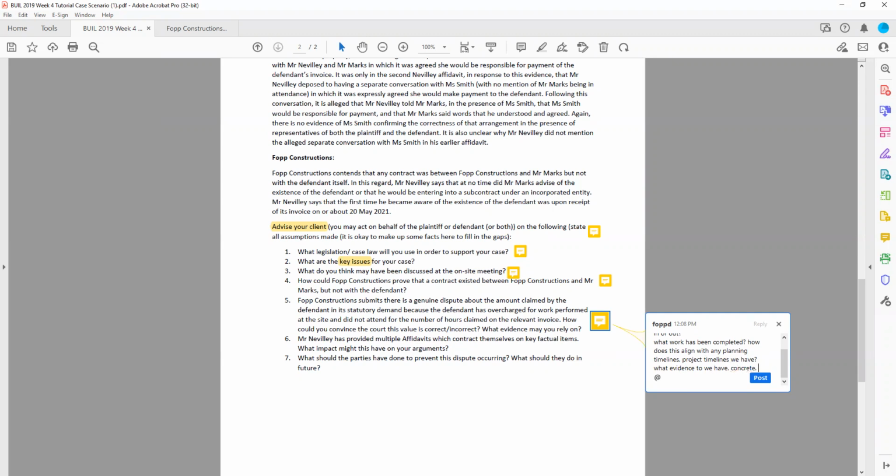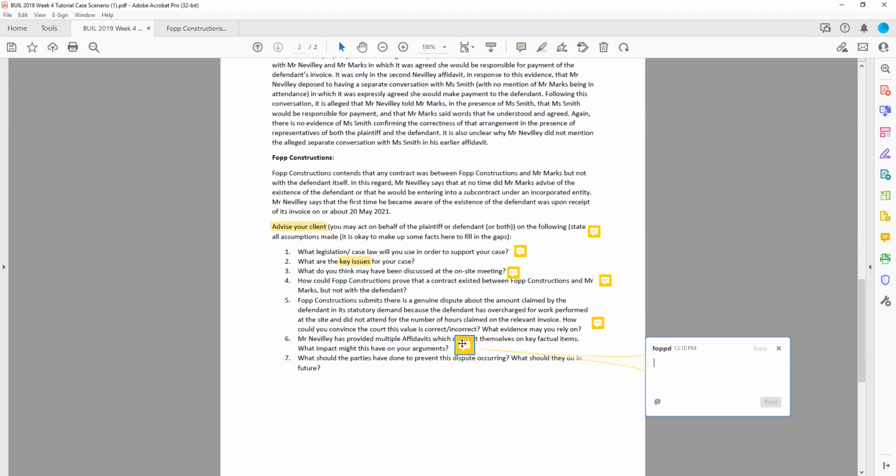Potentially, you could use the affidavits because they are a legally binding piece of evidence. However, as we'll see in the next question, there are multiple affidavits which contradict themselves. Oh, there's a spelling error there. That should be contradict themselves on key factual items. What impact might this have on the argument? So here we want to talk about the impact of multiple conflicting pieces of verbal evidence from a witness or key player. That's all that's really asking.